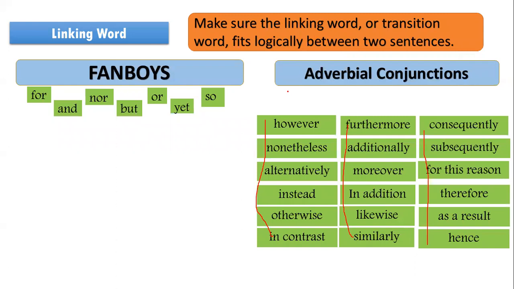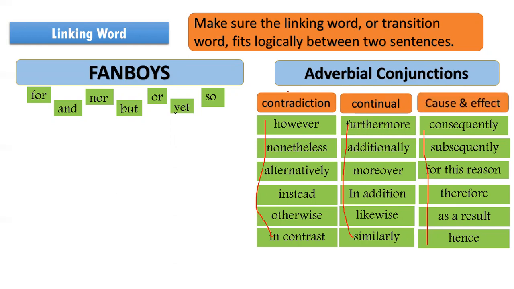Very good, Yusuf. Yes, exactly. The group that has however links sentences that have contradiction. So whenever you have two sentences that show contradiction, use either of these words. The other group is about continuation. When you continue on the same level, for example, when you say a positive thing, then another positive thing, we use either of these words. Again, we have cause and effect. If the sentence before and the sentence after have this cause and effect relationship, we use either of these words.